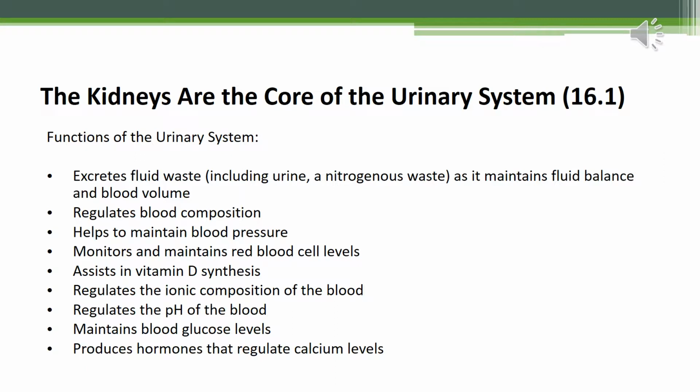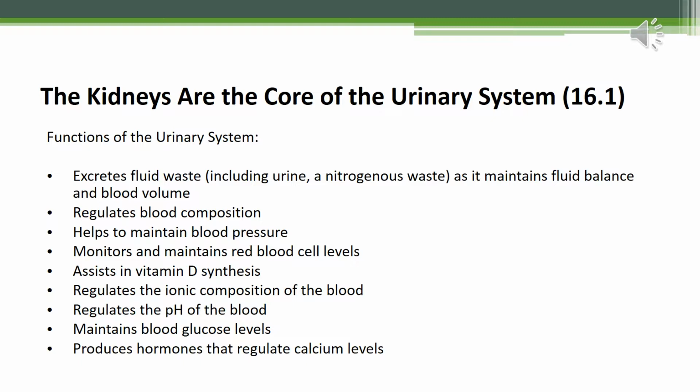Section 16.1, the kidneys are the core of the urinary system. And here's a list of the functions of the urinary system. It excretes fluid waste, which includes urine and nitrogenous waste, and this helps to maintain fluid balance and blood volume. And this is typically the function we think of when we think of the urinary system. It also helps to regulate blood composition, and most of these other functions are actually related to this.